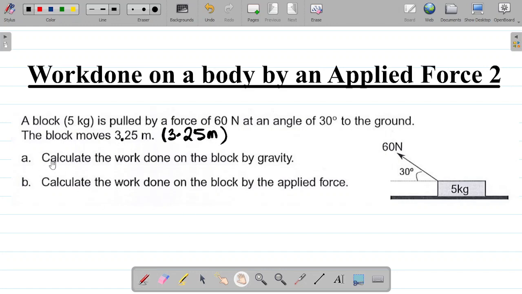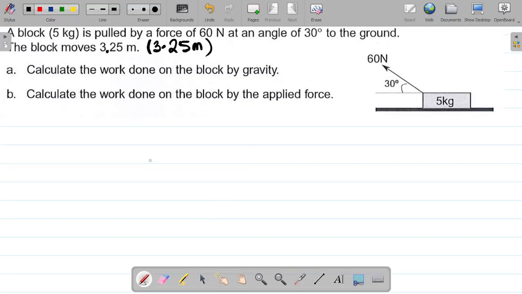The A part says calculate the work done on the block by gravity. The B part says calculate the work done on the block by the applied force. All right, so you have an A and a B part here. How do you solve this particular question? What do you do? First things first, we write out our solution to this question.